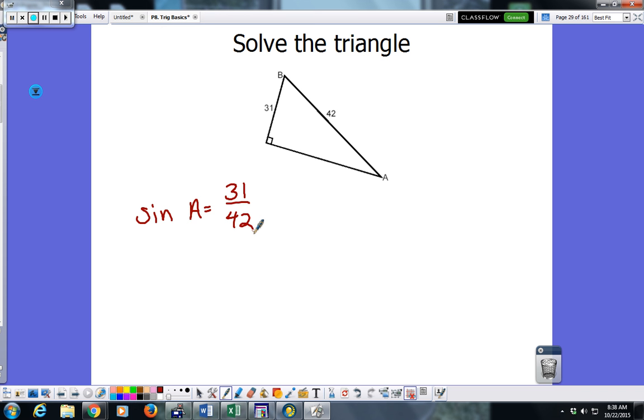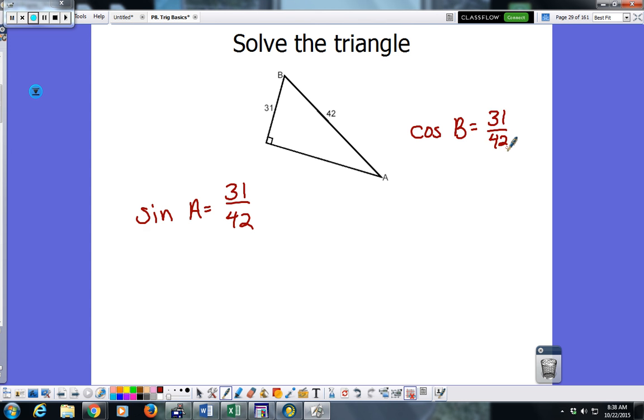What if I want to find B first? Help me with it, Anna Marie. If I wanted to find B, this is the hypotenuse, but 31 now, is it opposite or adjacent? If I'm looking for B, adjacent. So that'd be a cosine problem. So that'd be the cosine of B is 31 over 42.